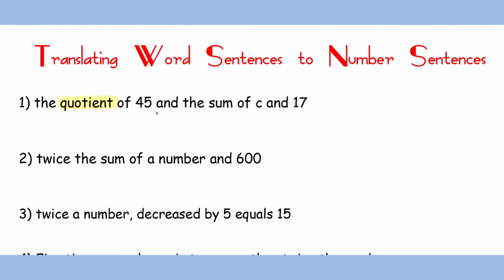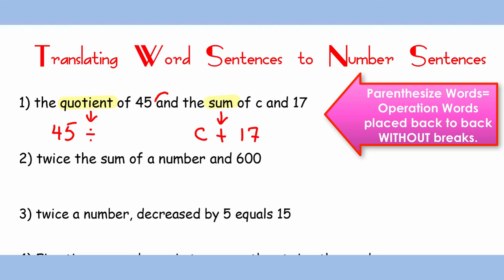1. The quotient of 45 and the sum of C and 17. Quotient means we will be dividing right here, and sum means we will be adding. Since we want the quotient of 45, we begin with 45 in the front, and we want to add C and 17 together. However, because of the word "and" right here that's combining them together, we also need to add parentheses around C and 17 to show the grouping.